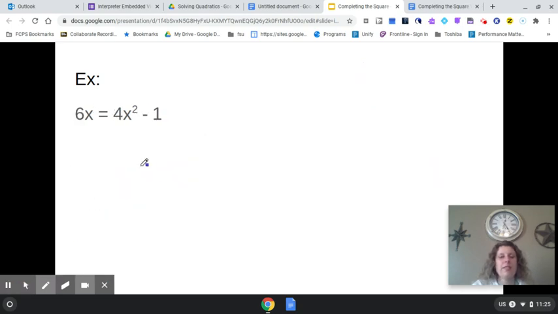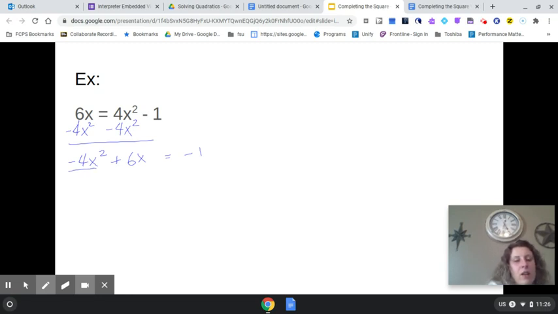Our next example says 6x equals 4x squared minus 1. We need to gather all of our x's on the left and our constants on the right. So we need to move this 4x squared. I'm going to subtract 4x squared from both sides of the equation. We would get negative 4x squared plus 6x equals negative 1. Let's divide everything through by our lead coefficient of negative 4.